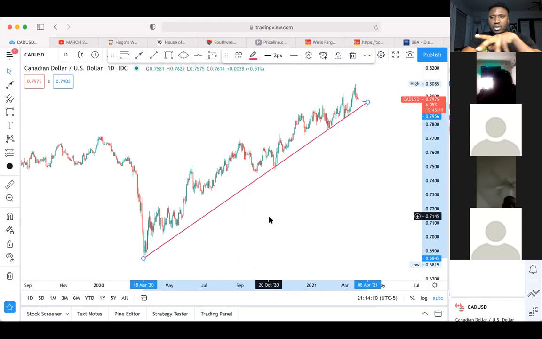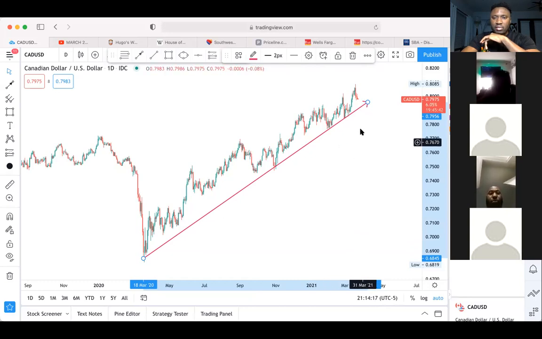What do you think I'm going to try to do in this market? Draw a trend line.